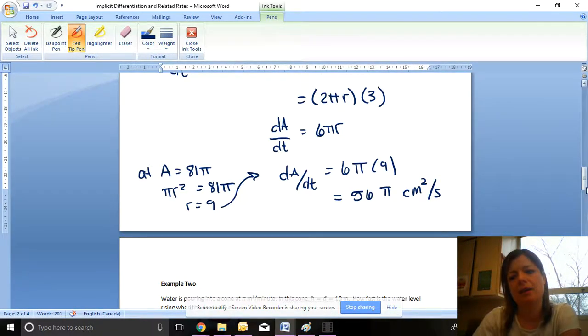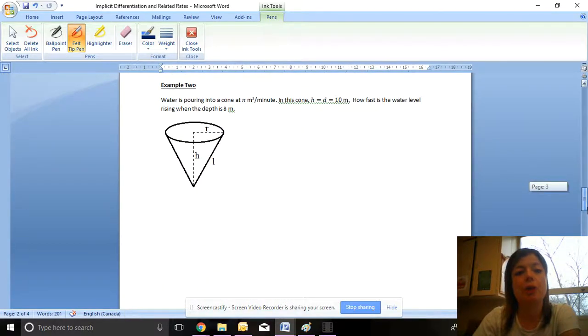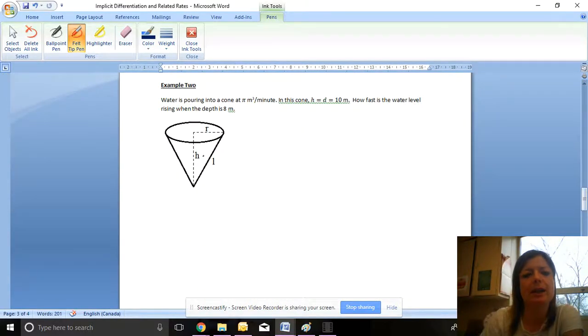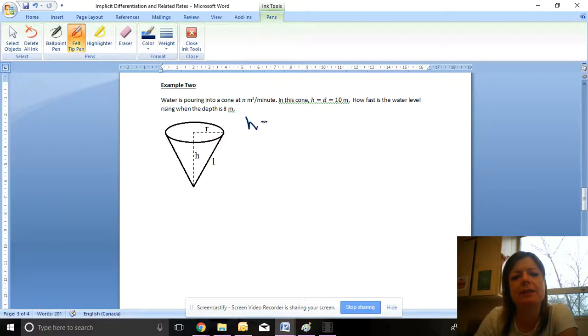Okay, so now let's do this classic cone example. Water is pouring into a cone at pi cubic meters per minute. So imagine you're putting in water and it's creating circles that go up and up, and they're growing in size. Here we have the height and the diameter are equal. So that also means that the height is going to be equal to 2 times the radius, or the radius is equal to half the height, and that's going to be important.